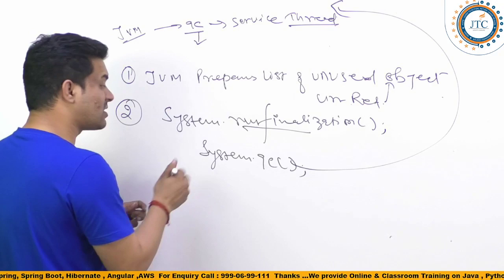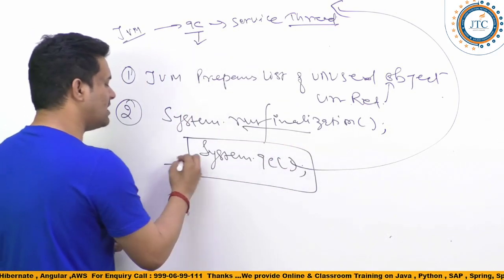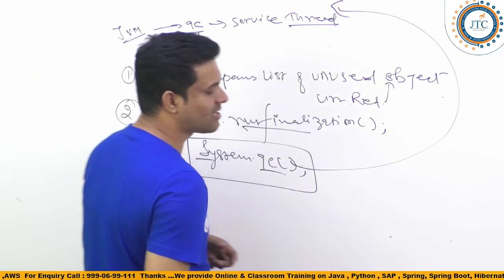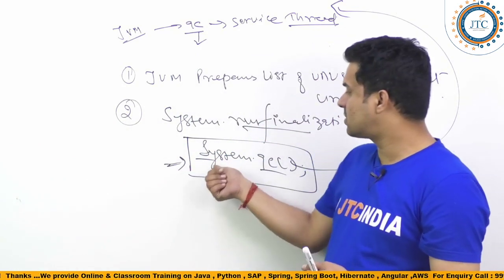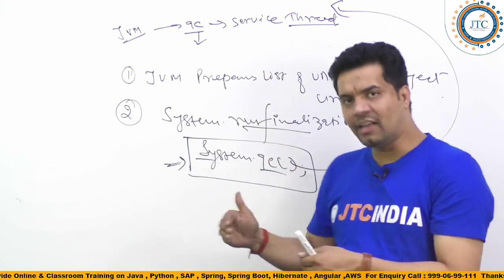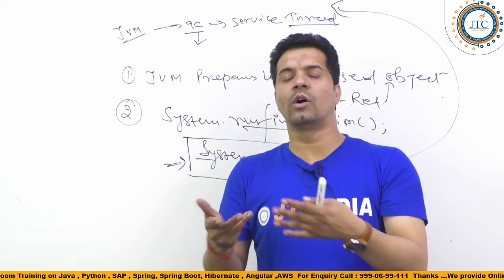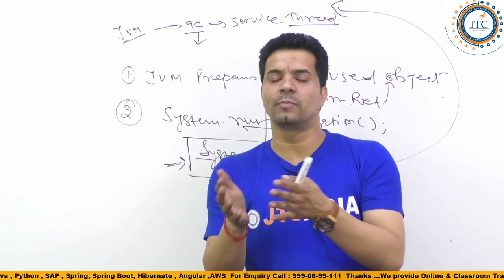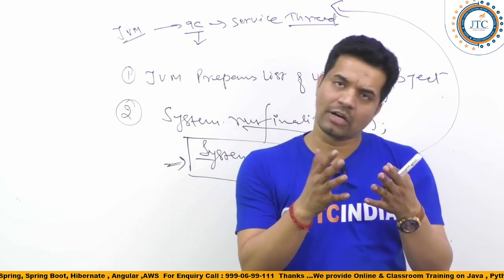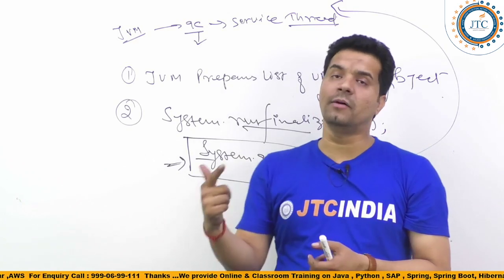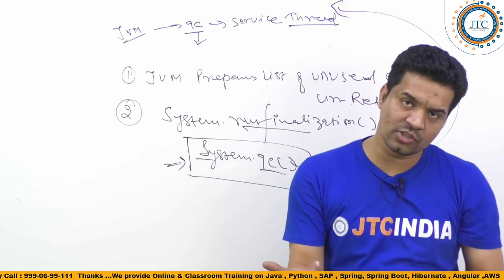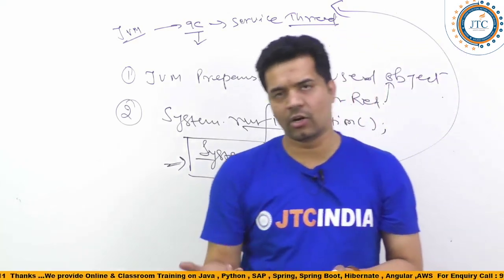So the process of requesting is, you will call System.gc. System is a class and gc is a static method inside the System class. Through this System.gc call, you are making a request to the GC that please come and clean the unused objects. But whenever you call it, it may come or it may not come. Both options are there.